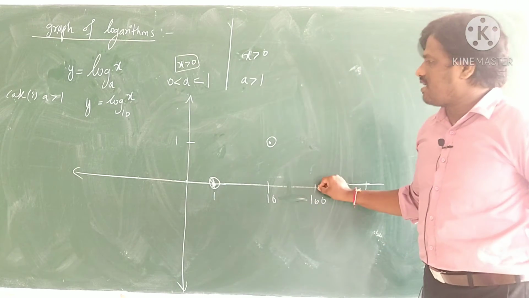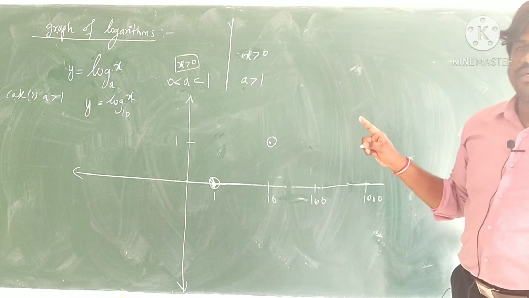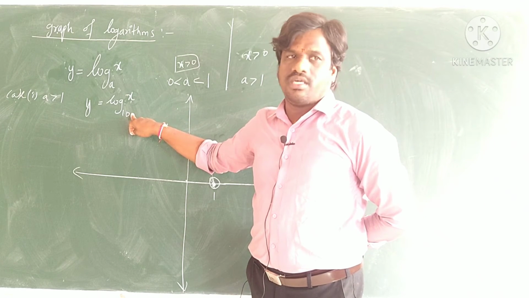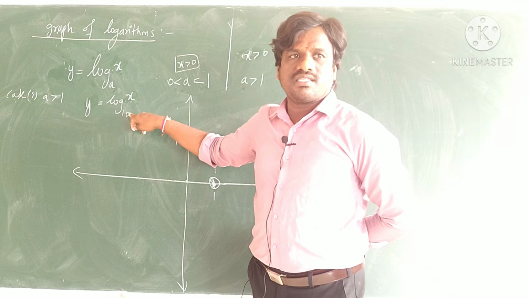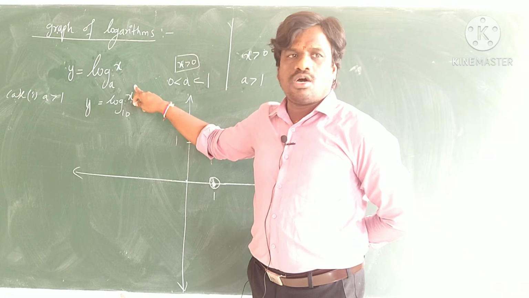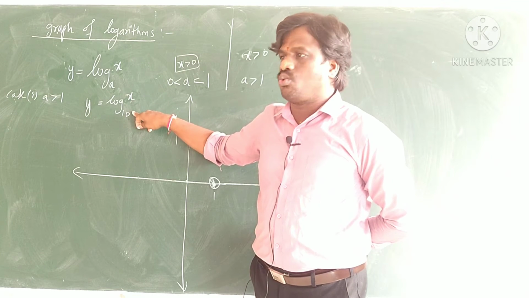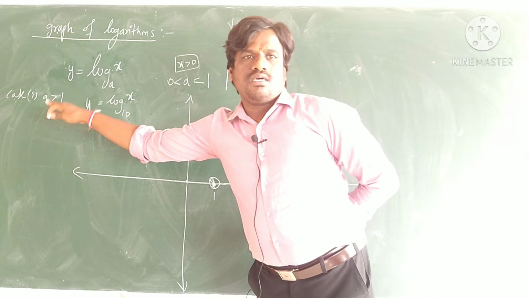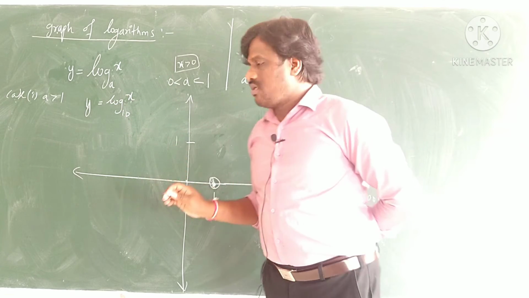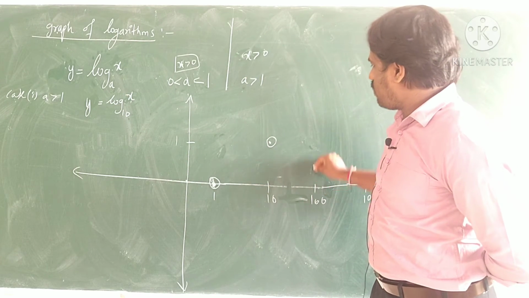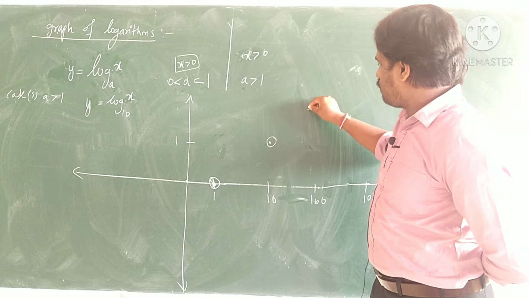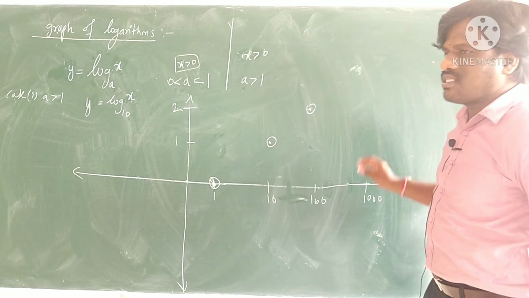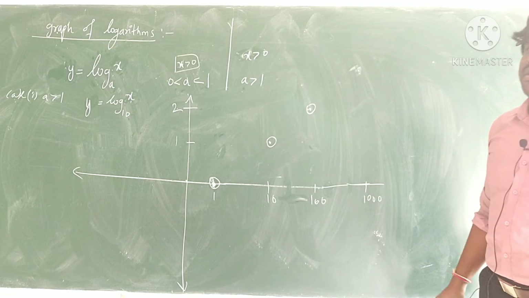If I keep 100, what will I get? 2. You know, log 1 with base 10 is 0, log 10 with base 10 is 1, log 100 with base 10 is 2. 100 can be written as 10 square, and the 2 comes outside, and log 10 with base 10 is 1. So 100 will become 2. Likewise, 1000 will become what?